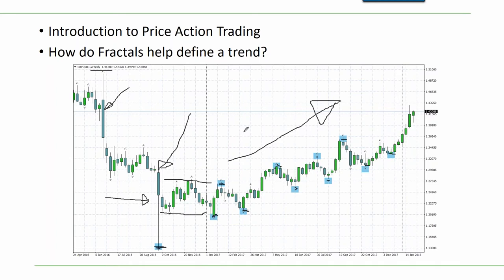Here we have how we can start to define a trend, and also a little bit of how fractals can help us with that. What we're looking at here is a chart of the pound against the dollar on the weekly. What I'll do is draw in here. You can probably see the huge candle here. That was Brexit, the week of the aftermath of Brexit.